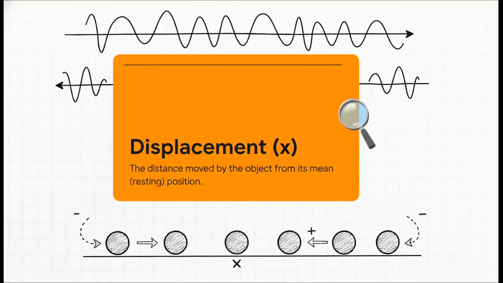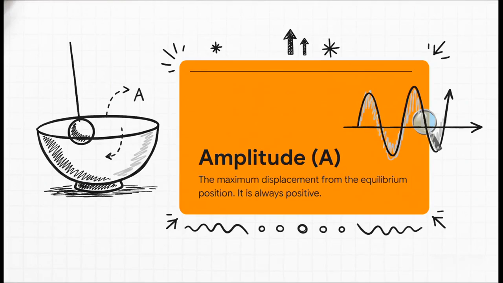So, how do we actually describe this motion with some precision? Well, first things first, we need a word for where the ball is at any given moment, and that word is displacement. It's really just the ball's current distance from its resting spot. If it moves to the right, we call it positive. Moves to the left, it's negative. See? Simple as that.